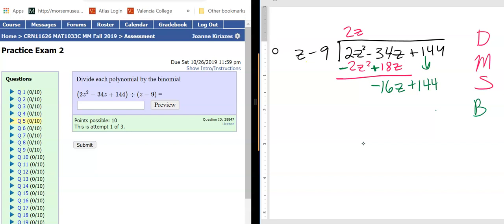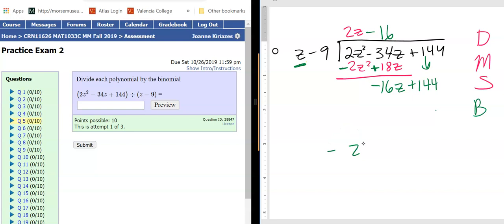We're going to start with those first 2 terms. So z and negative 16z. Right? That's all this one and this one. What times z will give me negative 16z? Well, that would be a negative 16. So I put that in my quotient.